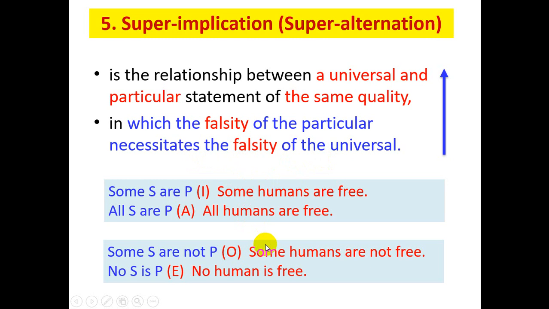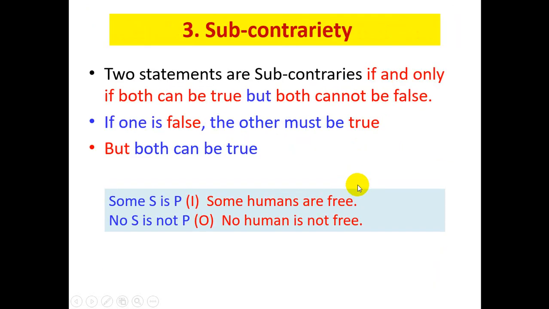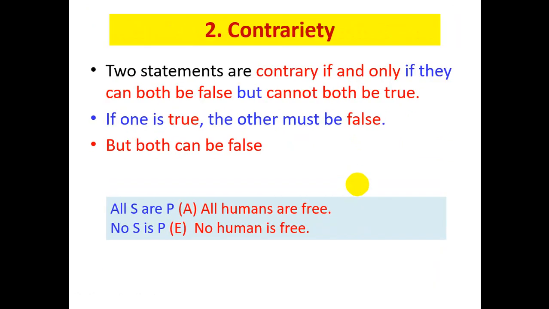Another example. When we say some humans are not free, this is particular negation. And we have here, no human is free. This is universal negation. So they are of the same quality, but the first is particular, the second is universal. If the first one is false, the second must be false too. So we have at least 5 types of relationships between propositions.